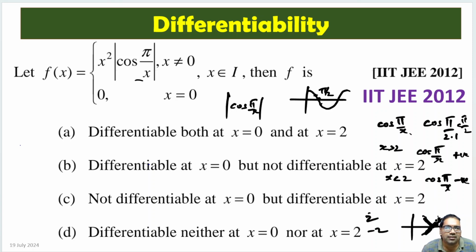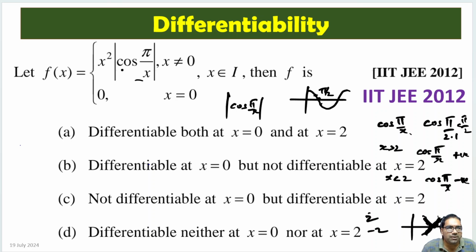When x is greater than 2, cos pi by x is positive. When x is less than 2, it is negative. So anyway, the curve is smooth. And suddenly at 2, if you put an absolute value, the curve just flips, and the slopes actually change in opposite directions. So obviously at this point, it will not be differentiable.